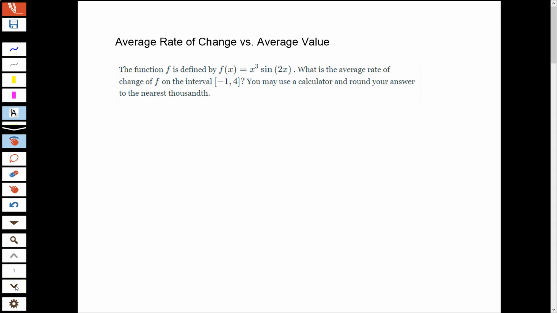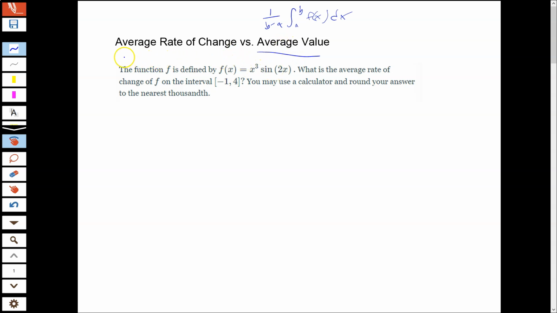In this lesson, we're going to review just the two ways that averages, or I guess the word average even, shows up in our calculus curriculum. So we've been working on average value, and the average value is our integration formula we're looking at. So 1 over b minus a times the integral from a to b of f of x dx. So that's the average value of a function.